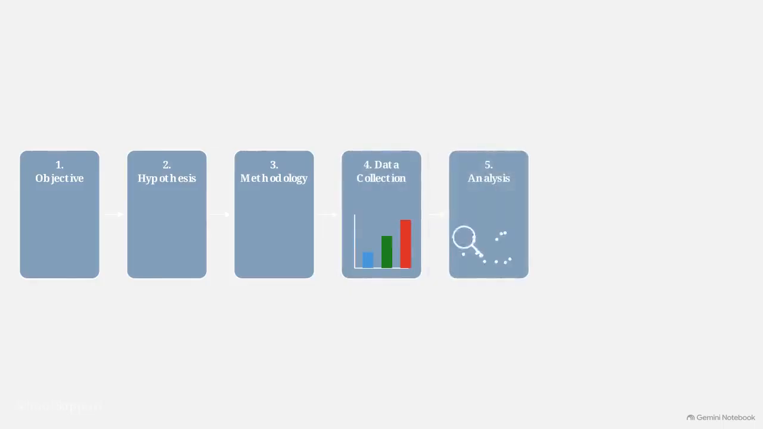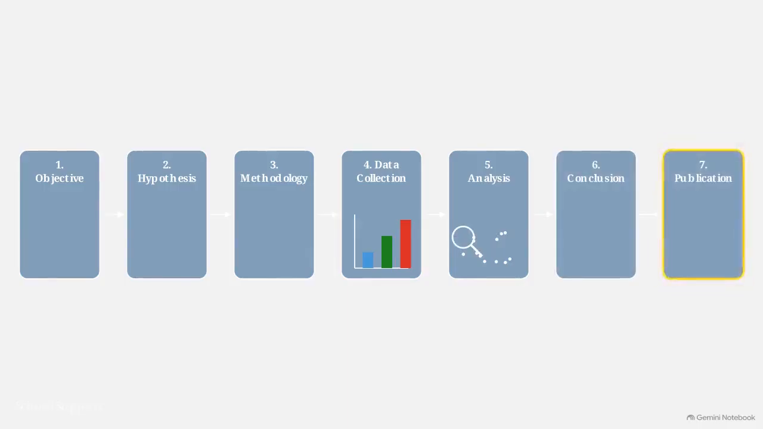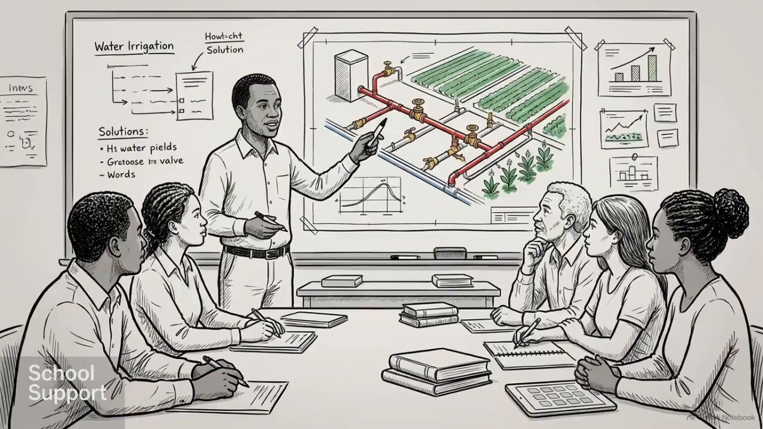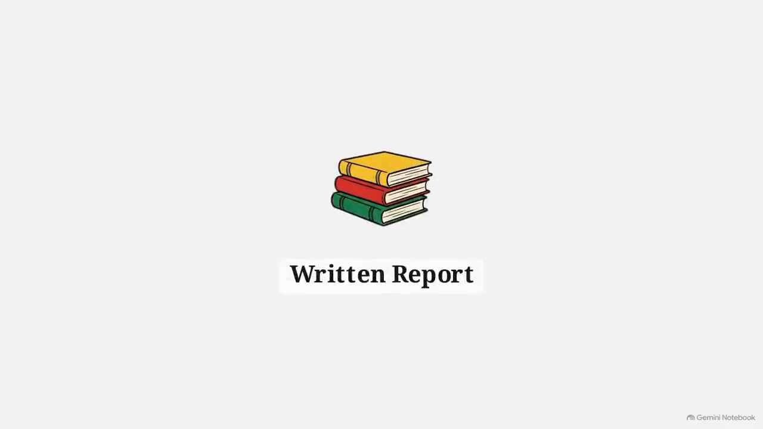Next is the execution phase. You move to data collection, for example, gathering statistics on local food scarcity, and then carefully analyze that data for trends. Finally, you summarize your findings into a conclusion and share those results through publication. Following this exact sequence ensures that proposed solutions to community problems are based on hard evidence, rather than guesswork or personal bias. Moving from a written report to live communication requires a shift in strategy.